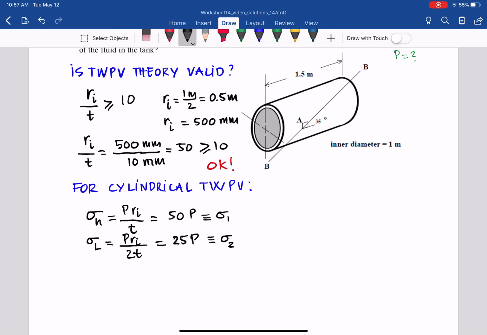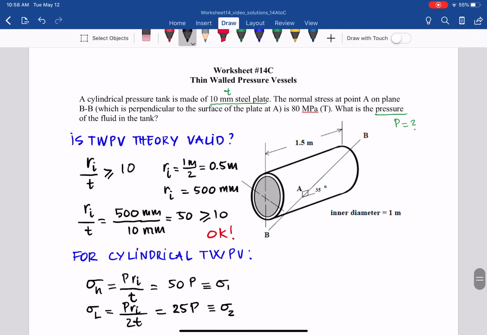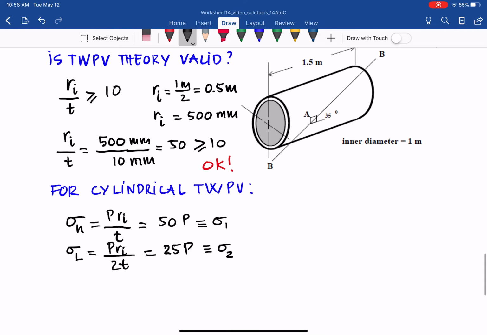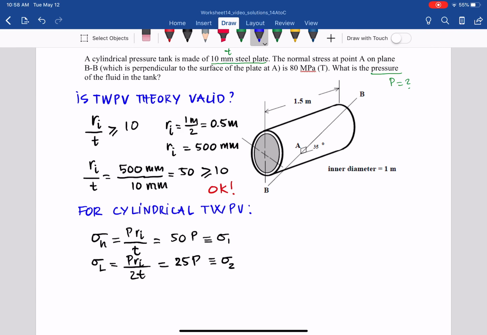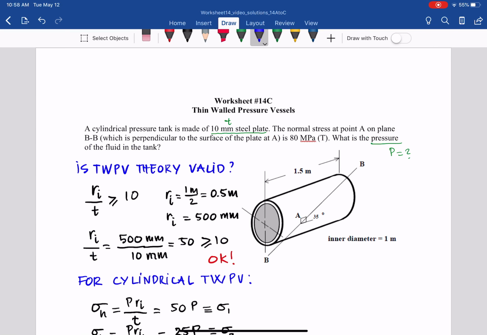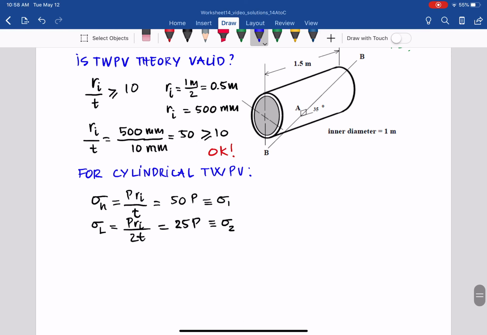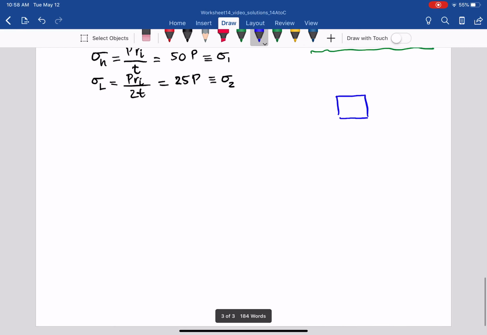Now what we do with the information that they give us is the normal stress on the plane BB equal to 80 megapascal in tension. So let's draw the block at A from there. Let's draw a block so that we can see what that is about. Let's draw the state of stress. So the state of stress, put here, we have there, everyone see that?